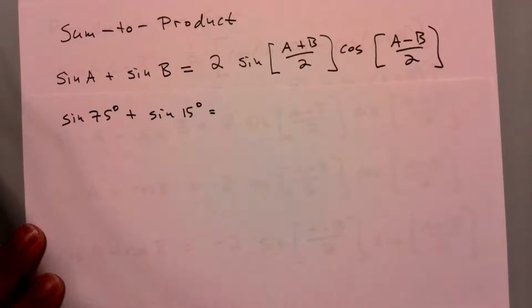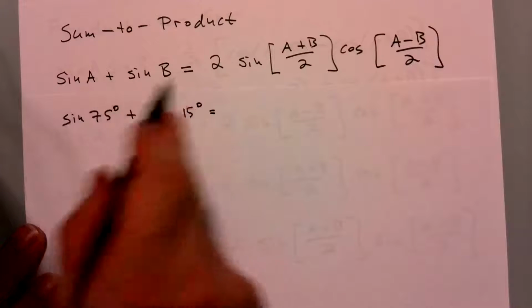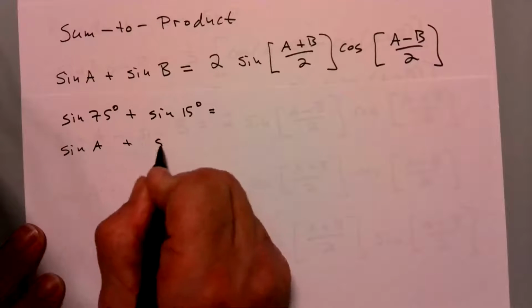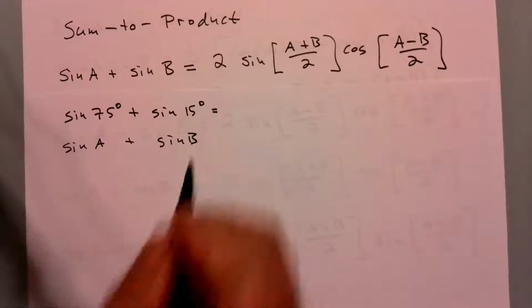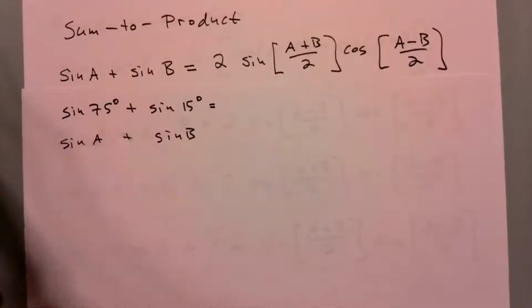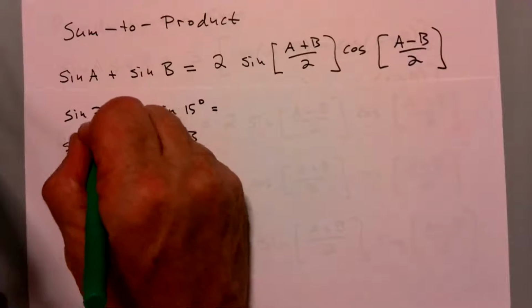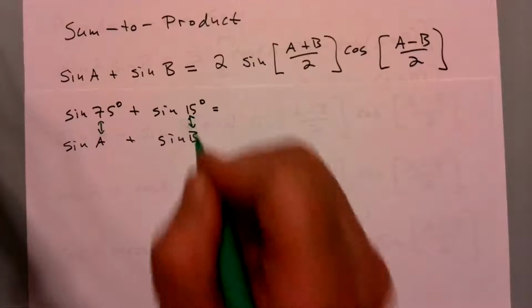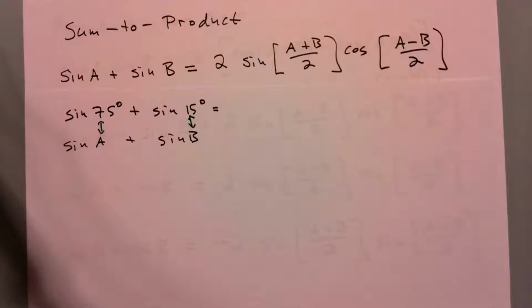So here we go. Sine of 75 degrees plus sine of 15 degrees. What's that going to equal? Well, let's go ahead and write down our identity underneath it again. Sine A plus sine B. So in our example, A is going to be 75 degrees, and B is going to be 15 degrees. Then we're going to go ahead and make our substitutions and see what we get.